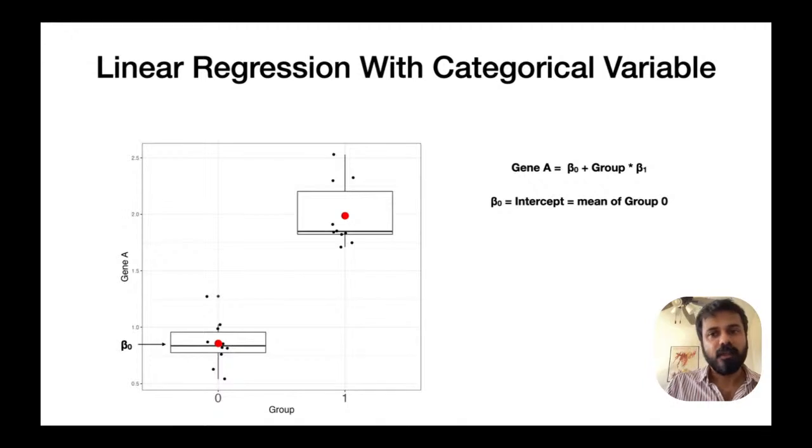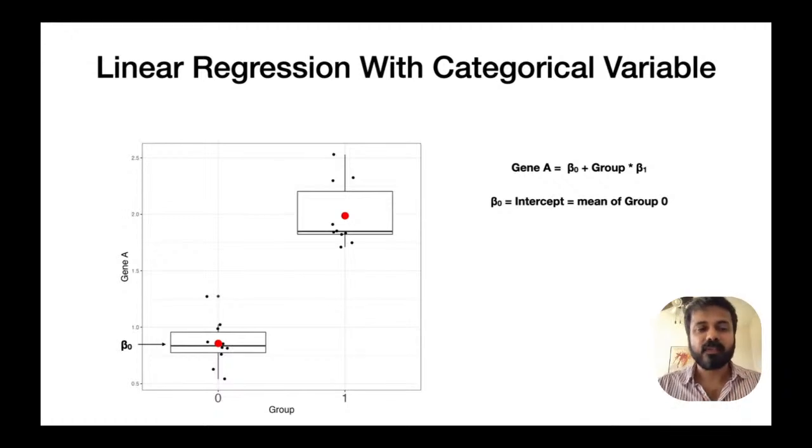So what's beta naught? Beta naught again is the intercept. In the case of categorical variables, in this specific case, the intercept takes on a special meaning. The intercept corresponds to the mean value of group zero, meaning in this case, the mean of gene A's expression in group zero.